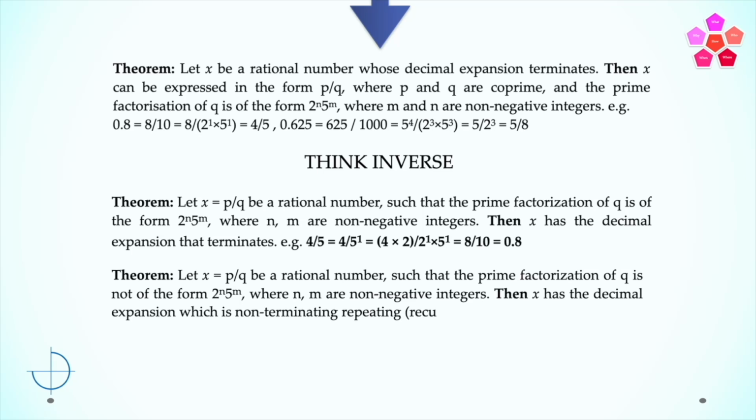In essence, it is recurring. For example, 1 divided by 7 is equal to 0.142857142857142857 and so on. Here we see there are repetitions of the digits 142857. In this case of a rational number, if the decimal is not terminating, then it must be recurring.